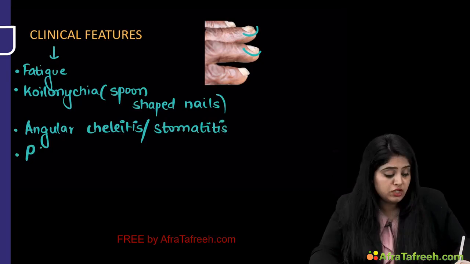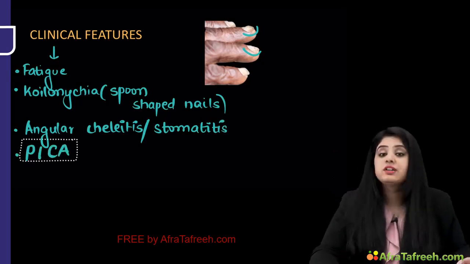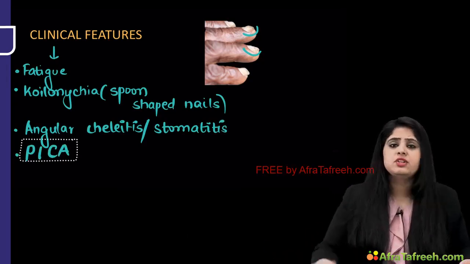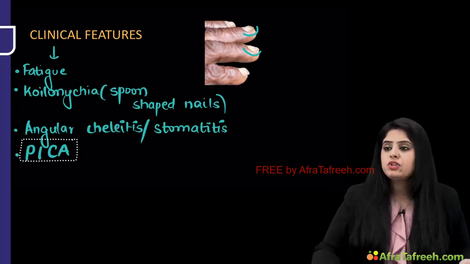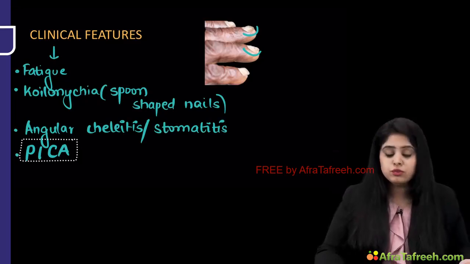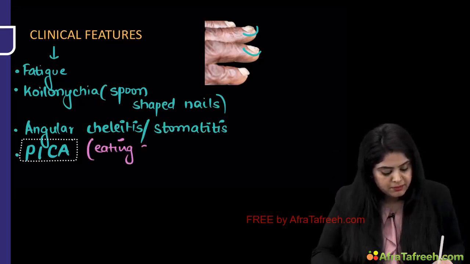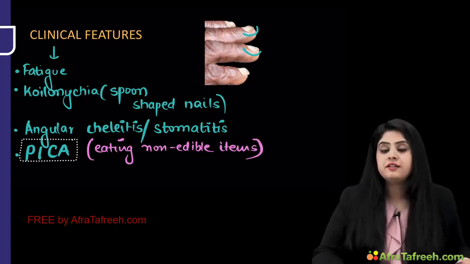What else? In children, you will get a very famous thing known as pica. What is pica? Before I tell the definition, a day-to-day example: the mother will say, my child eats mitti, my child eats mud when he goes to play in the park, or my child eats chalk when he goes to school. So basically, eating non-edible items. Pica is nothing but eating non-edible items. That's a very common history that you get in iron deficiency anemia.